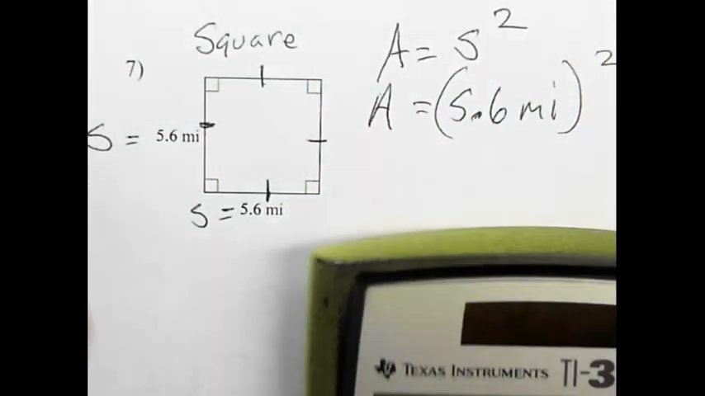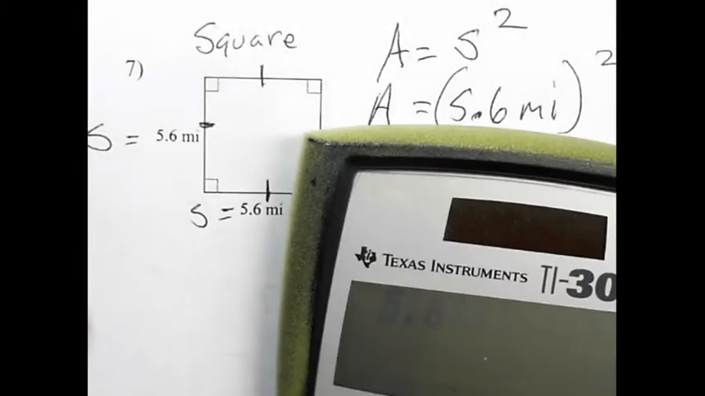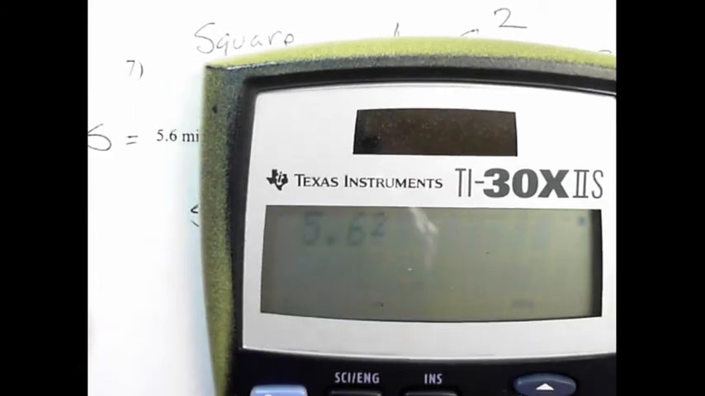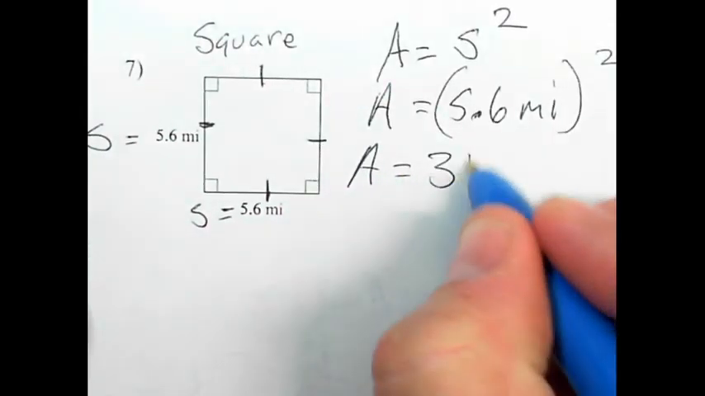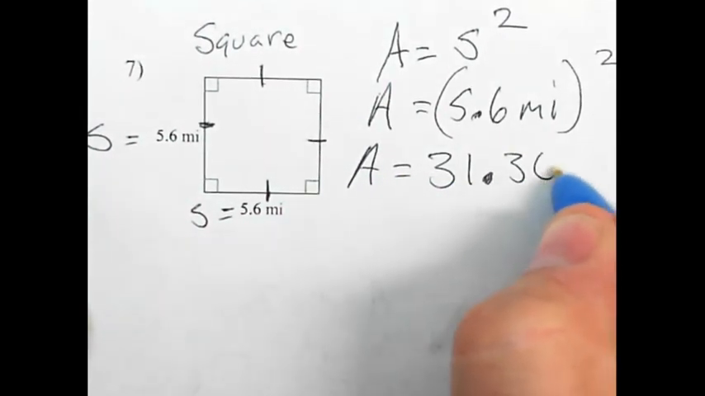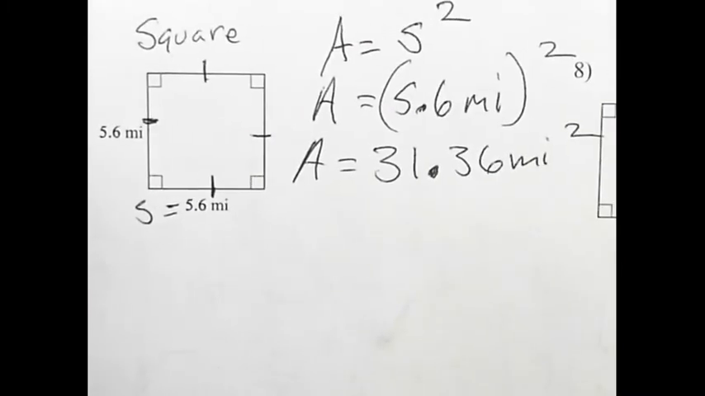So this is a pretty easy problem. I'm just going to do 5.6 squared, and I get 31.36. So the area is equal to 31.36 miles squared. However, we're asked to round to the nearest tenth.